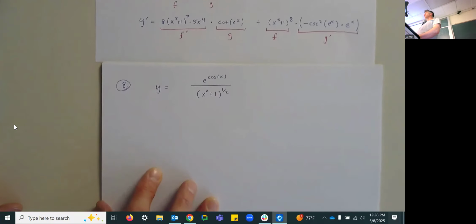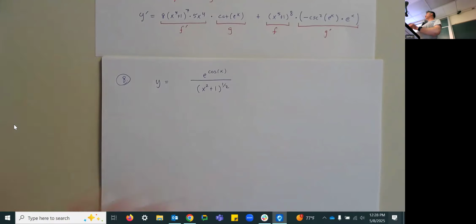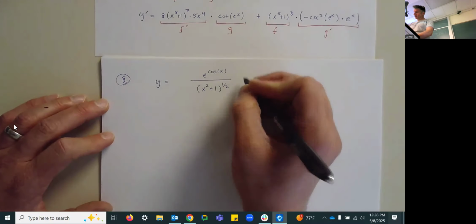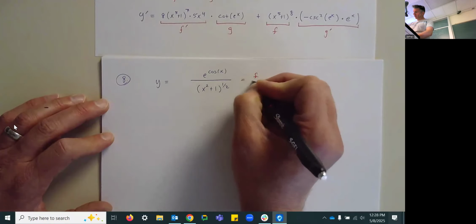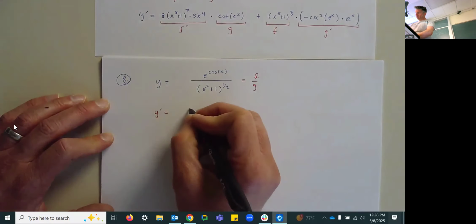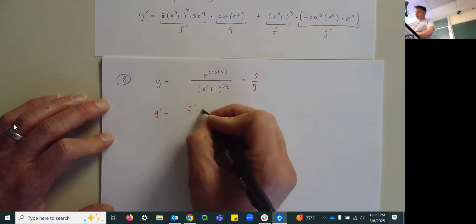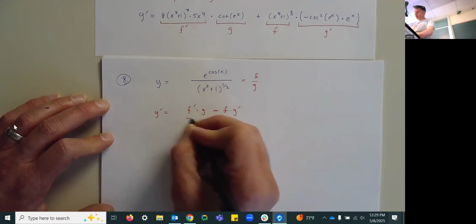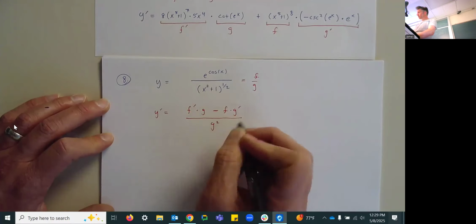So now you're going to have to use the quotient rule, and within each derivative in your quotient rule, you're going to have to use the chain rule. So I'll just help out a little bit here. If we're thinking of this as f over g, then our derivative should look like the derivative of f times g minus f times the derivative of g, all over g squared. Go for it.